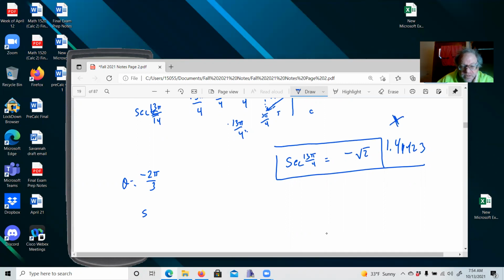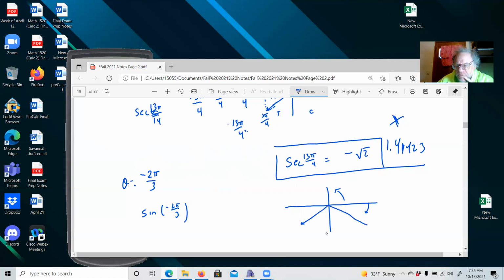And why don't we do, what's the sine of negative 2 pi over 3? Well, where is 2 pi over 3? Well, the positive angles go this way. Negative angles go clockwise, right? So we're going to do 1 pi over 3, 2 pi over 3. How much more do I need to get to the horizontal? This is a pi over 3. So negative 2 pi over 3 is this angle, right?